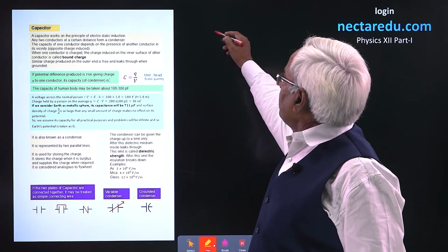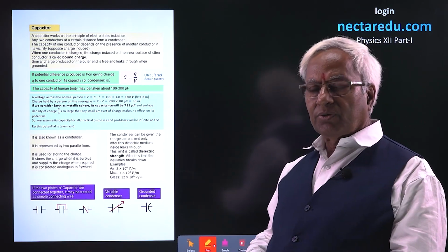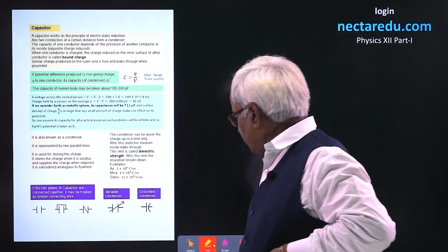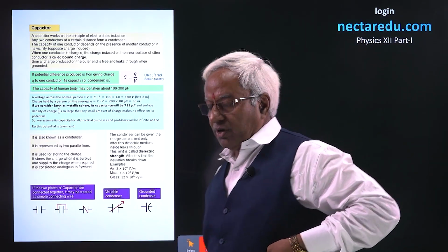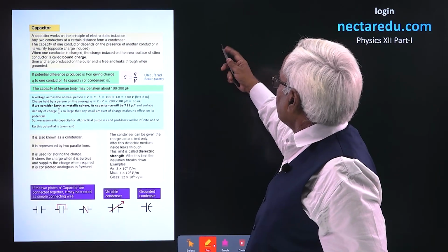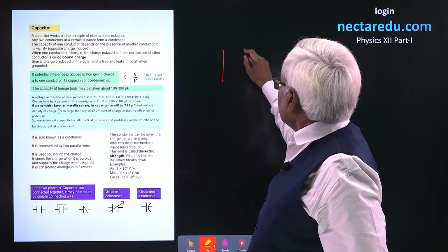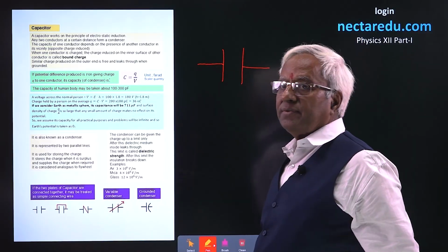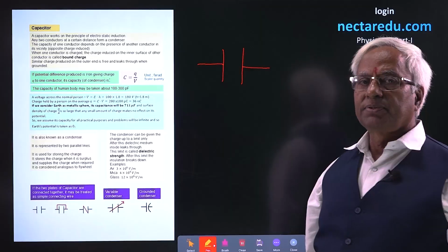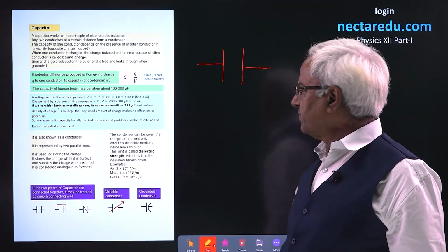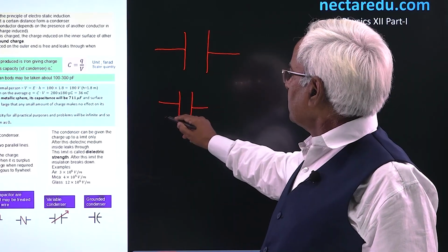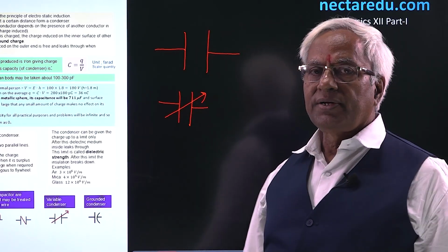The industrial name for capacitor is also condenser. In the business or trade field, this is also termed so. It is always represented by two parallel lines. Two parallel lines: this is the representation of a capacitor, or you might say condenser. If you want to show the condenser to be of variable nature, this is the way to represent it.